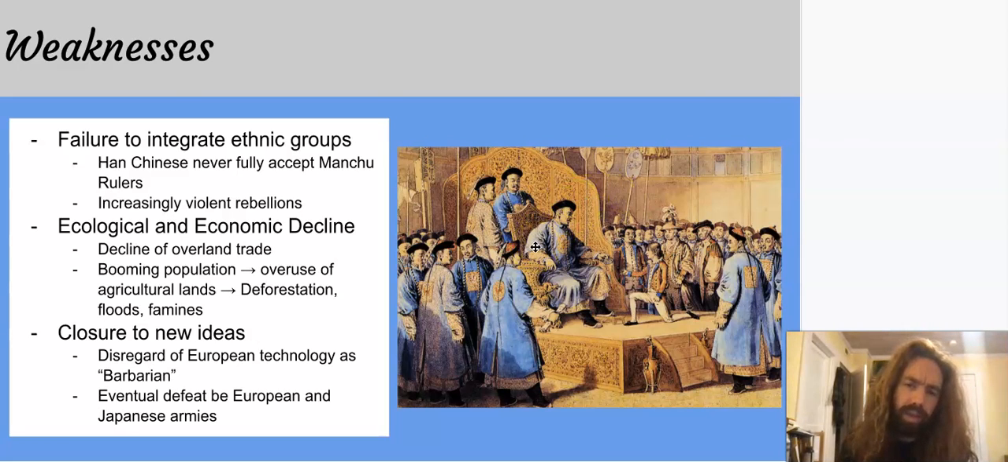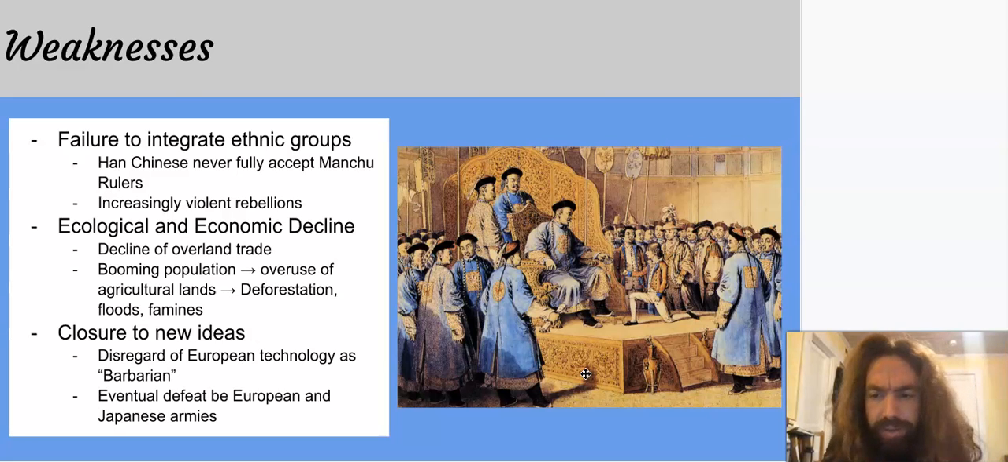But eventually, this policy of closure to European ideas is not going to be possible because the Europeans and then even the Japanese are going to defeat them in war and force them to interact, but now on European or Japanese terms. So anyway, that's a quick overview of some stuff that the Qing do.